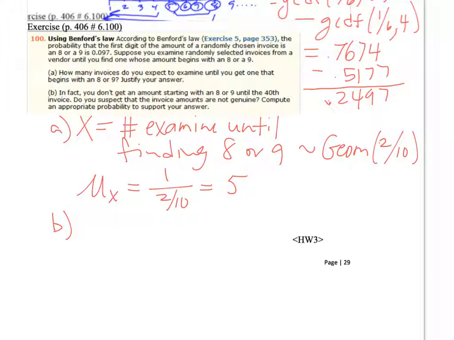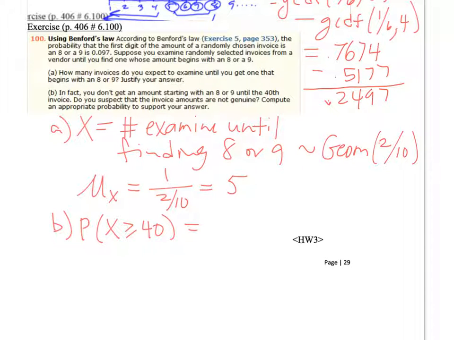And part B, in fact, you don't get an amount starting with 8 or 9 until the 40th invoice. Do you suspect that the invoice amounts are not genuine? Compute an appropriate probability. The appropriate probability is not X equals 40. It's at least 40. What's the chance of finding 40 or more invoices examined until we find one beginning with an 8 or 9? The appropriate probability to answer the "Are you surprised?" question is always talking about a result that's as or more extreme than the one I got. If I waited 40, that sounds like a long wait. So as or more extreme than the one I got is X greater than or equal to 40.